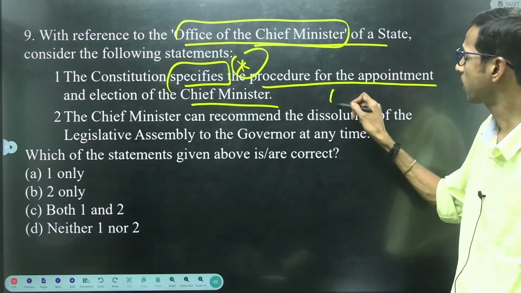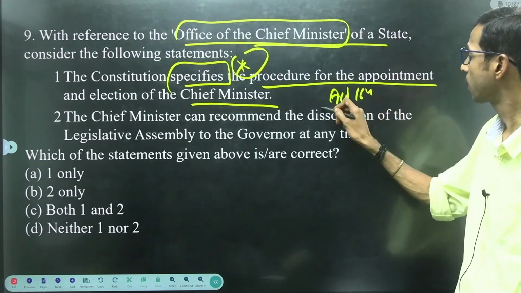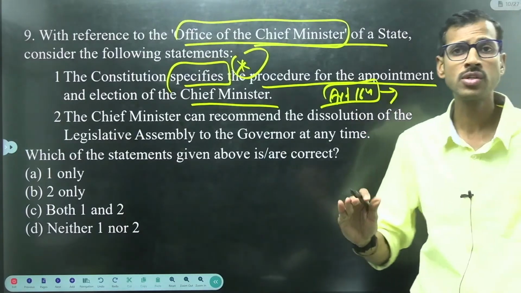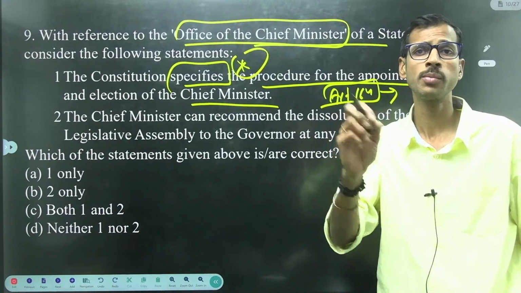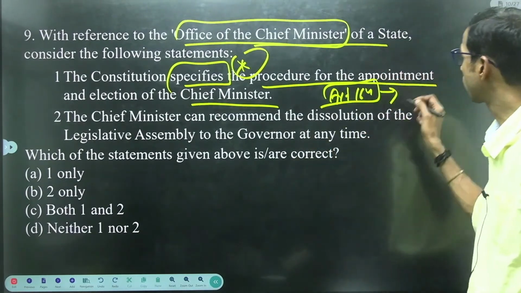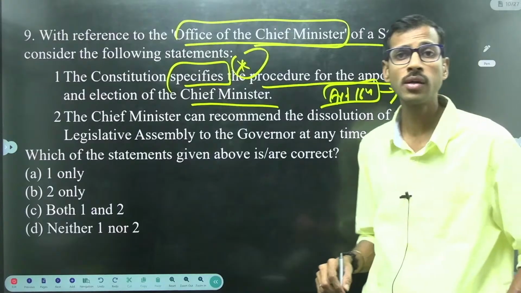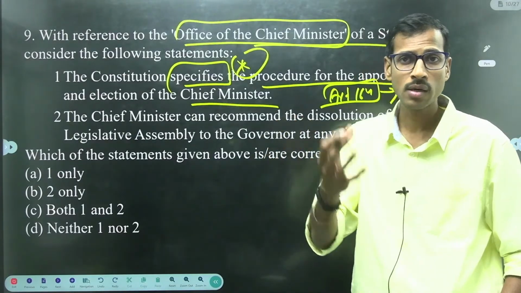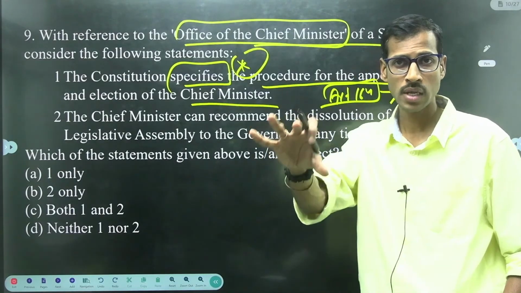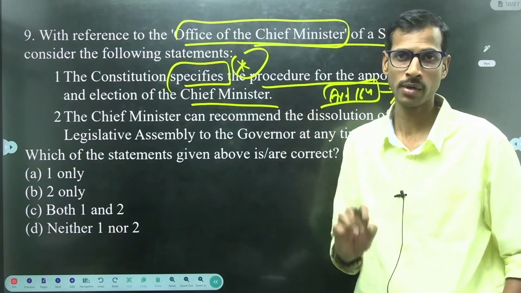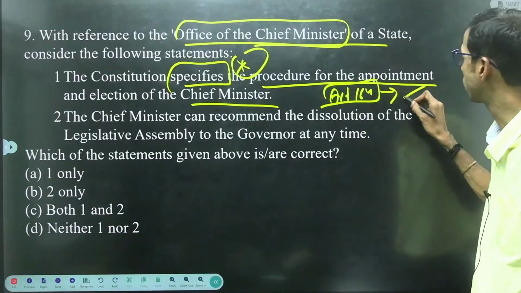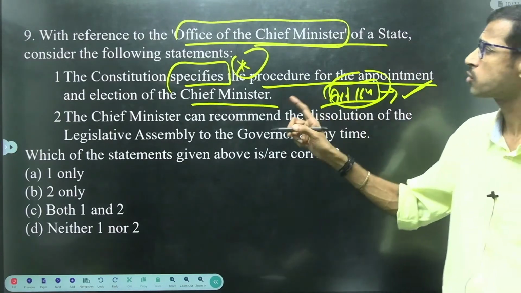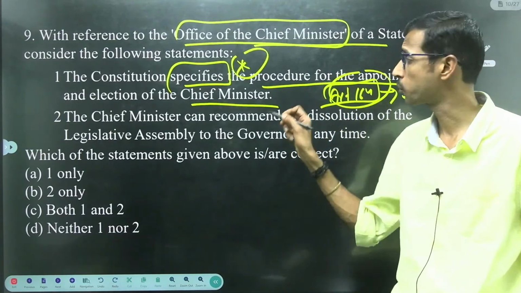Article 164 clearly states that the Chief Minister shall be appointed by the Governor, right? So here we can say that the Governor is selecting the leader of the majority party in the state legislature, right? That is very important here, but the Constitution does not specifically mention this procedure.